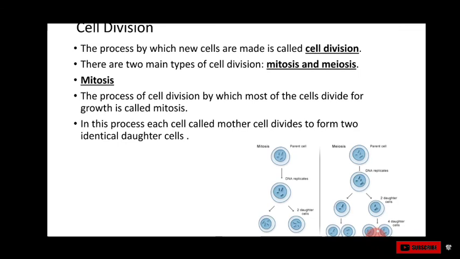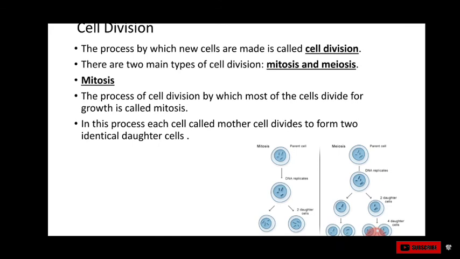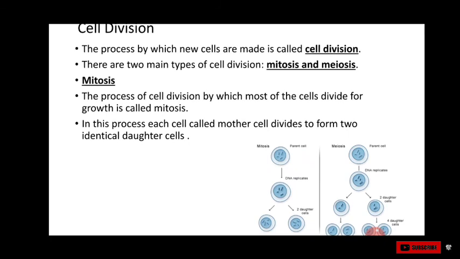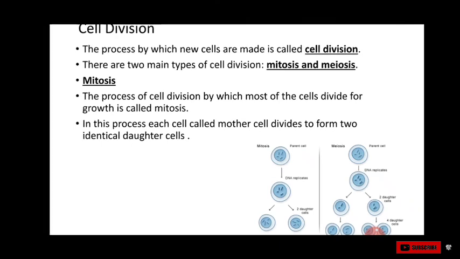Mitosis, the process of cell division by which most of the cells divide for growth, is called mitosis. In this process, each cell, called the mother cell, divides to form two identical daughter cells. The daughter cells have the same number of chromosomes as the mother cell. It helps in the growth and repair of tissue in the organism.